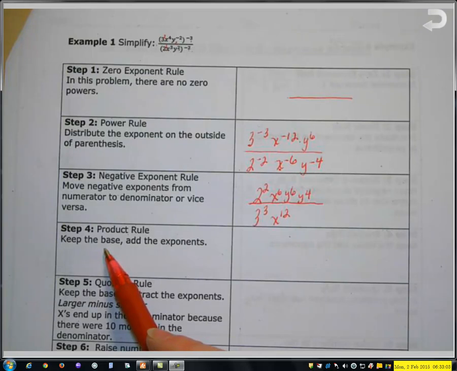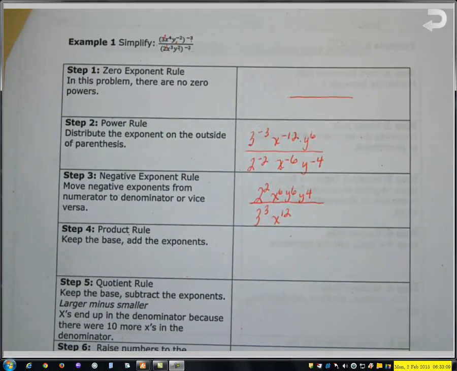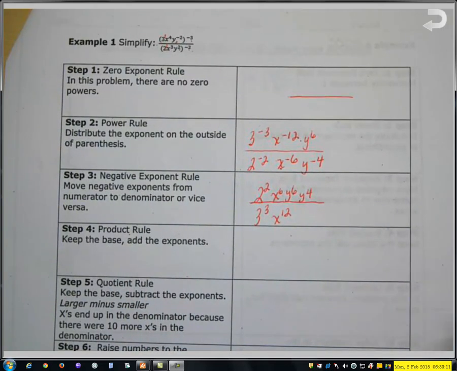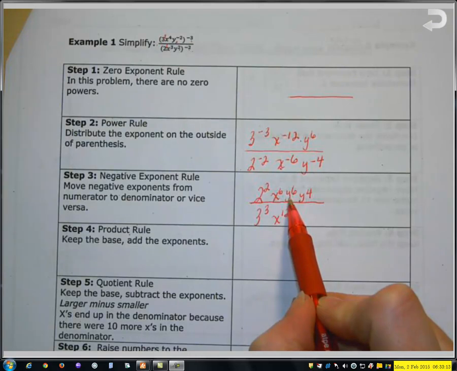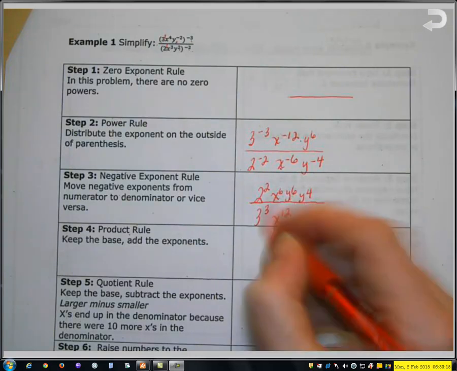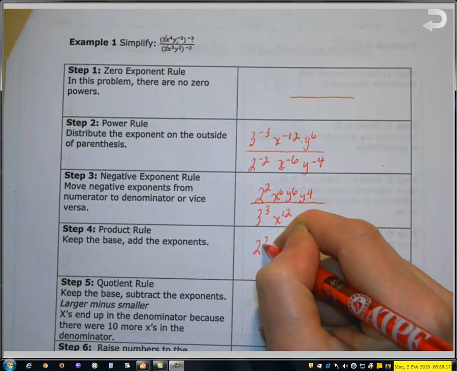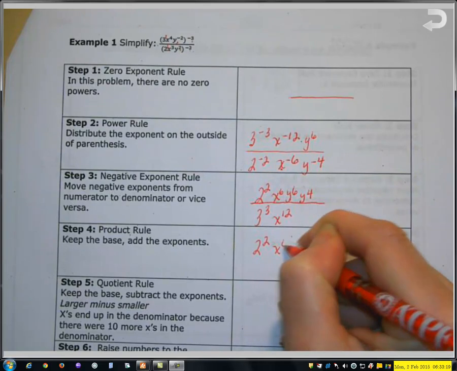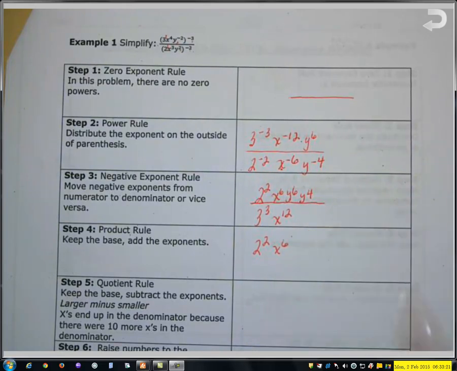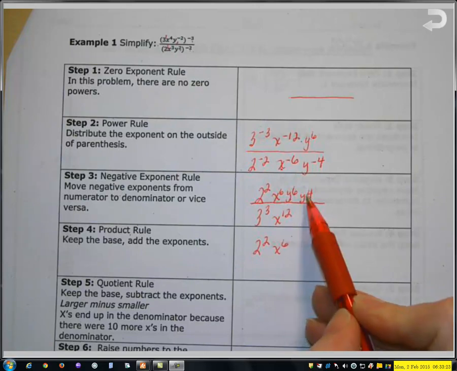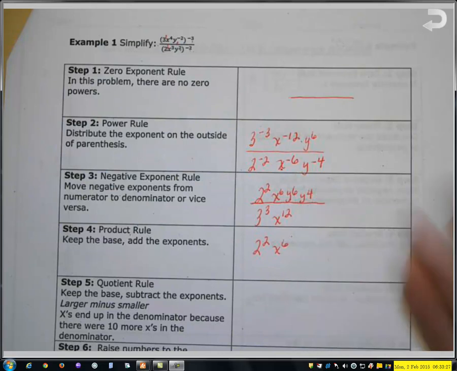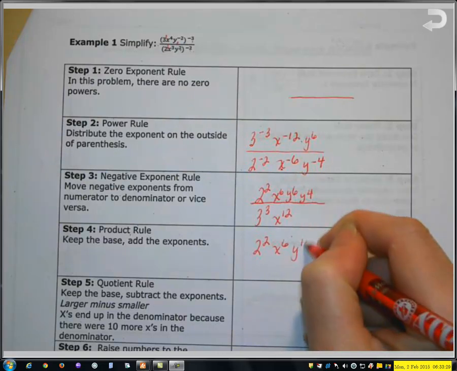The product rule says that for like bases we need to keep the base and add the exponents. So let's look for like bases. We have y to the 6th and y to the 4th. I'm going to bring everything else in the numerator down first. So y to the 6th times y to the 4th. Keep the base, add the exponent. 6 plus 4 is 10. So that becomes y to the 10th.